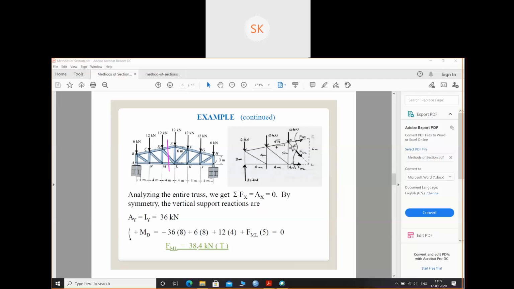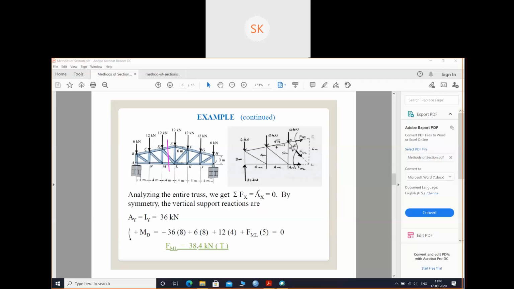How can we find FML? If we take moment about point D of all the forces, FML is at a distance of 5 meter from D, right? So if I take a moment about D, I can find FML. What will be the moment about D? One, I can take this force, 36, that is A. This force is how much at a distance from D? 4 plus 4, 8. So 36 into 8.